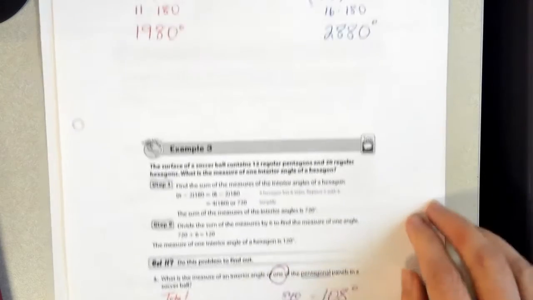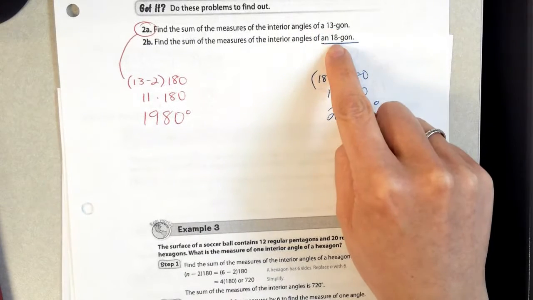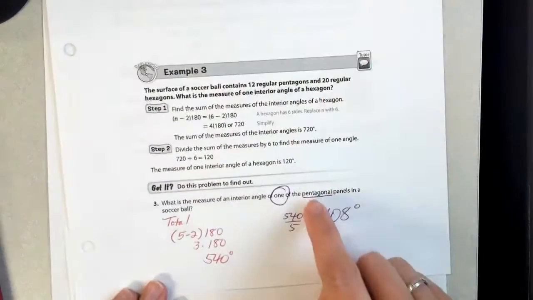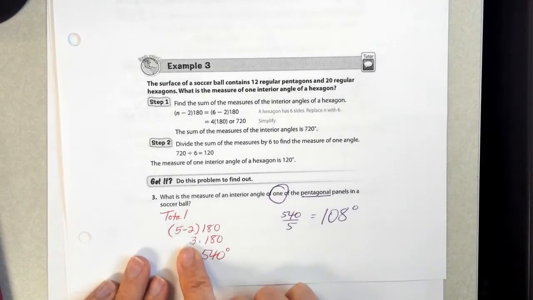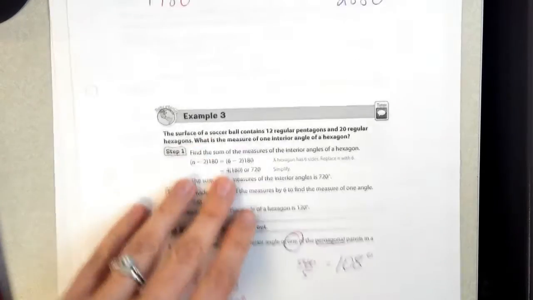Okay, so it always starts out by, just like on these last ones, knowing how many sides you're starting with. Here it was 13, here it was 18, on a pentagon that's 5. Once you know that, you can figure out how many triangles and go from there with the information you know about triangles.